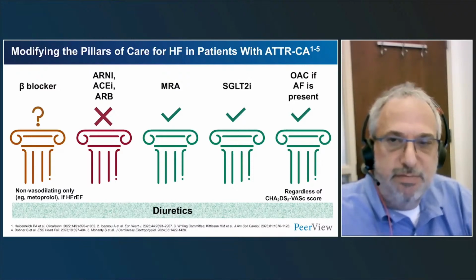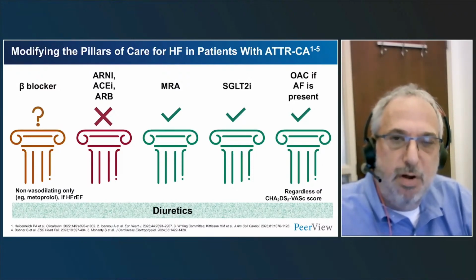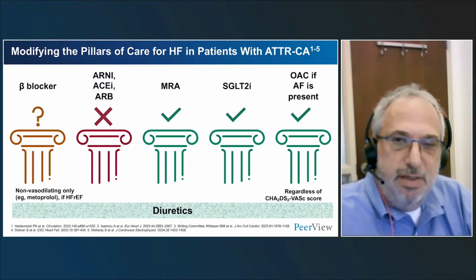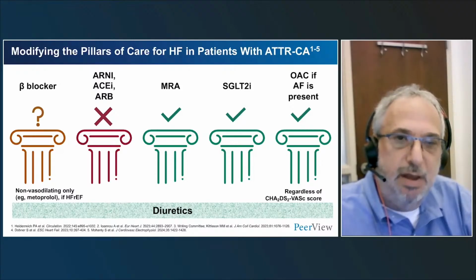Regarding the four pillars of therapy, we've learned that MRAs across the spectrum of ejection fraction, and same with SGLT2s, are quite beneficial therapies. Julian and his colleagues at the NAC showed in a propensity matched analysis that SGLT2 inhibitors had quite favorable effects on hard endpoints in patients who were receiving these agents compared to age, gender, and carefully matched patients who are not.